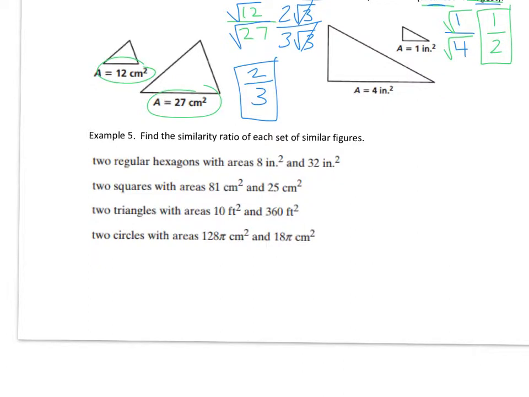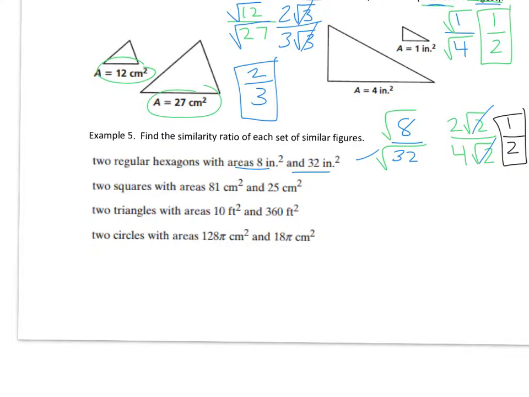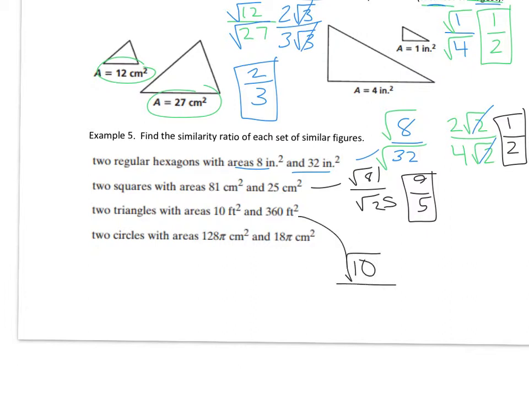Okay, and then the end, find the similarity ratio of each set of similar figures. These are all areas, so the first one is going to be 8 over 32, and then you're going to take the square root of both of them. So the top is 2 root 2 and the bottom is 4 root 2. These cancel out, so it's 1/2. And the second one is the square root of 81 over the square root of 25, which is 9/5. And then the third one is the square root of 10 over the square root of 360. So this is the square root of 10 over 6 root 10, which is 1/6.